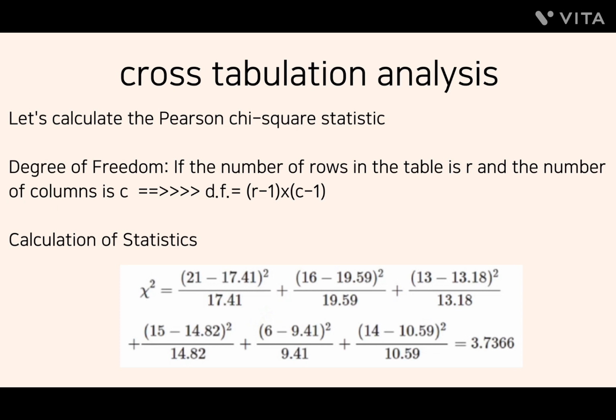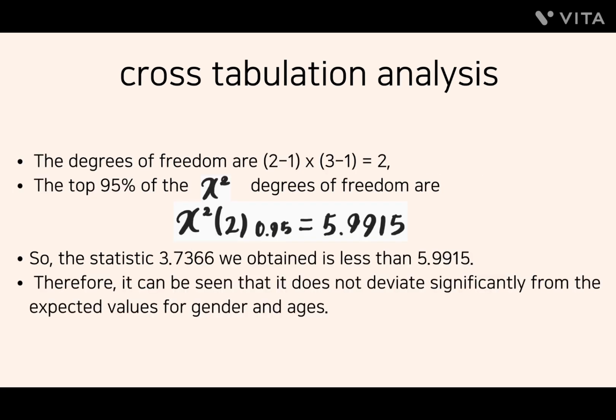If the number of rows in the table is R and the number of columns is C, the degree of freedom is R minus 1 multiplied by C minus 1. The result is 3.73, and the degrees of freedom are 2. The top 95% chi-square value for 2 degrees of freedom is 5.99. So the statistic 3.73 we obtained is less than 5.99. Therefore, it can be seen that it does not deviate significantly from the expected values for gender and age.